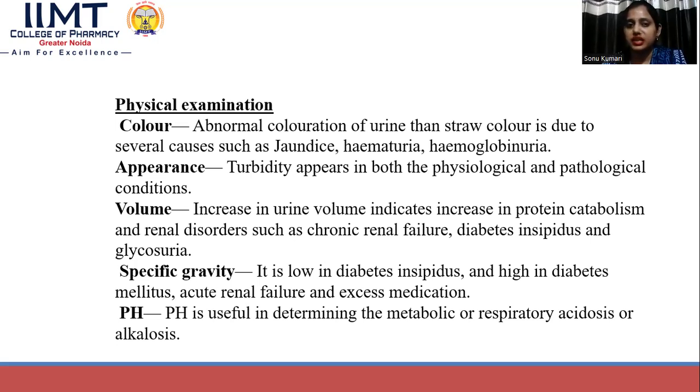Appearance: turbidity appears in both physiological and pathological conditions. Volume: an increase in urine volume indicates increased protein catabolism and renal disorders such as chronic renal failure, diabetes insipidus, and glycosuria. Specific gravity is low in diabetes insipidus and high in diabetes mellitus, acute renal failure, and excess medication. pH is useful in determining metabolic or respiratory acidosis and alkalosis.